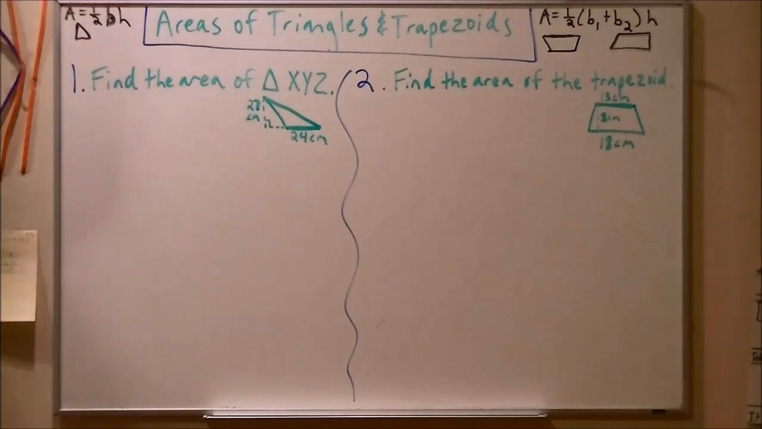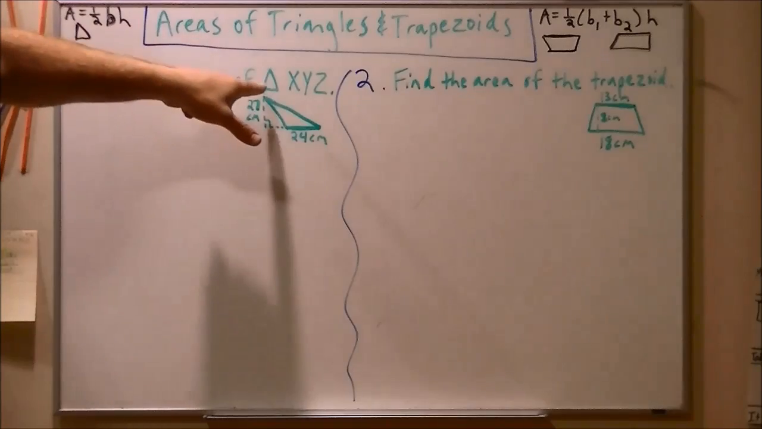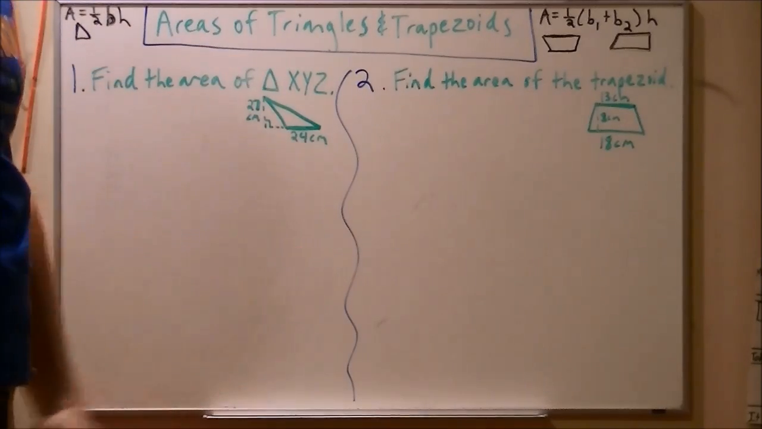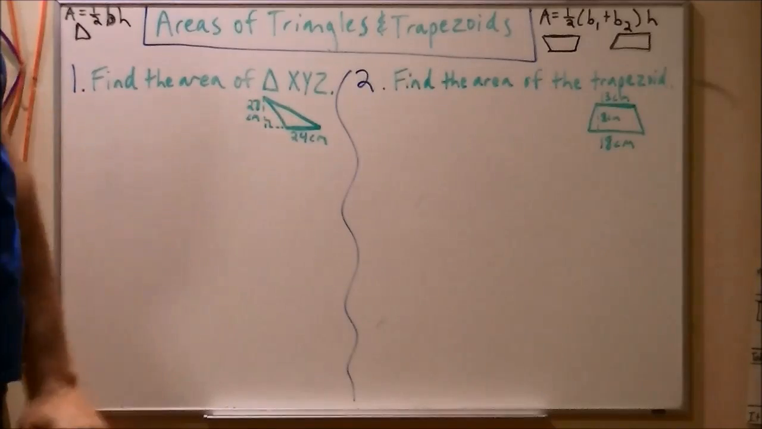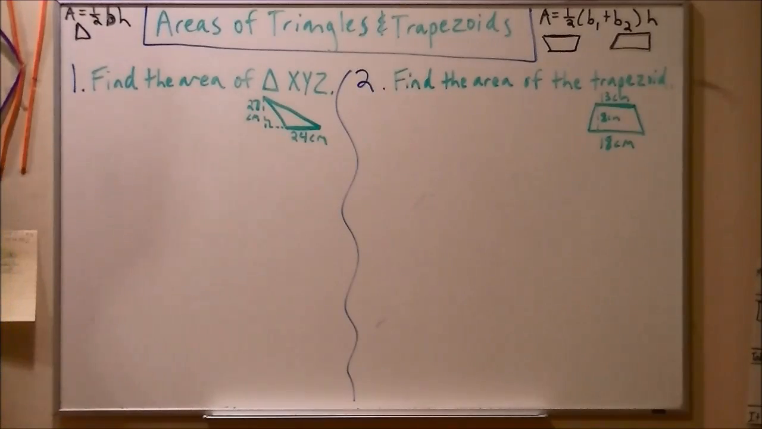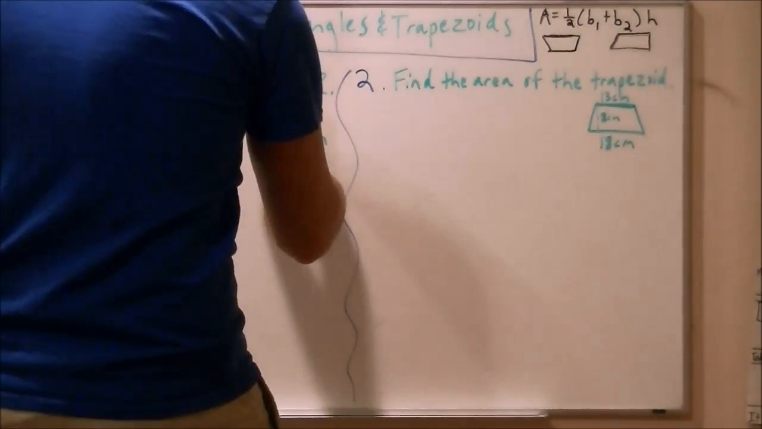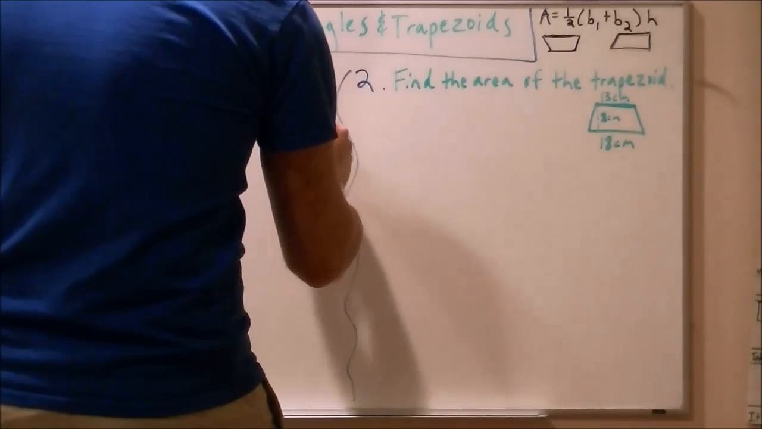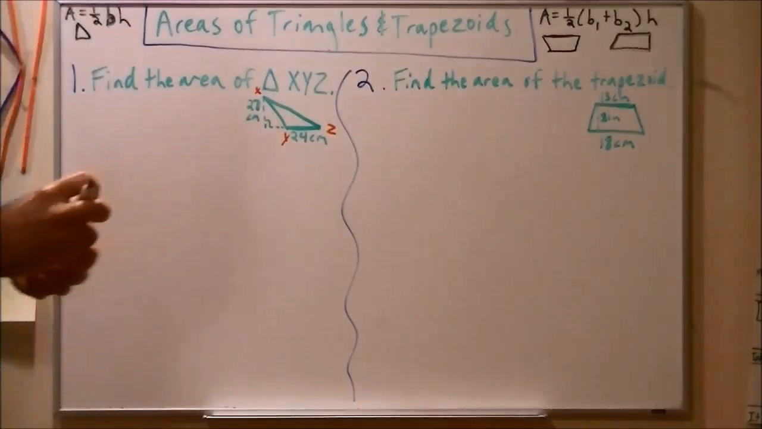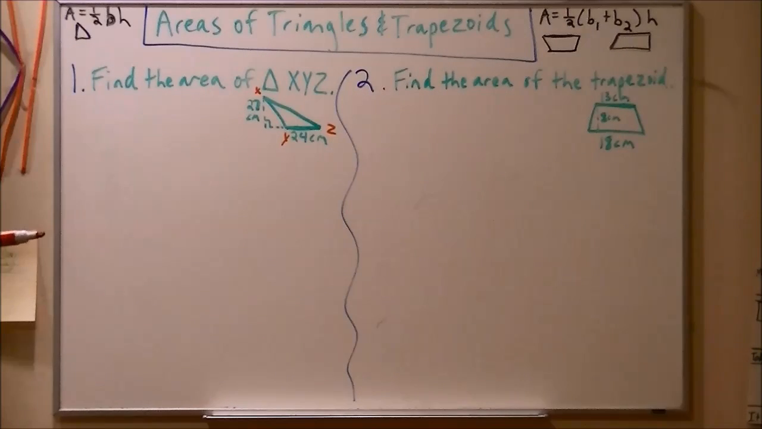But what we're doing for number 1 is to find the area of the shape of a triangle. Go figure. Find the area of the triangle with the 3 sides x, y, and z. I don't have those labeled, but I'll go ahead and do that now. We'll call this part x, this part y, and this part z. So find the area of the triangle x, y, z. Okay, we can do that.